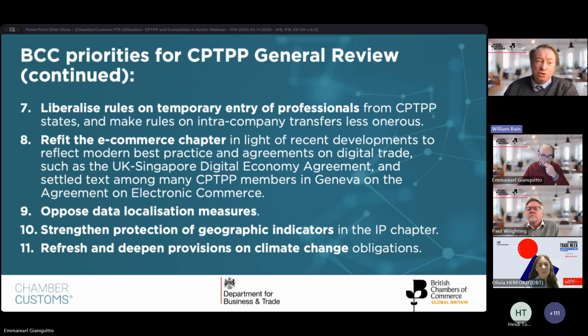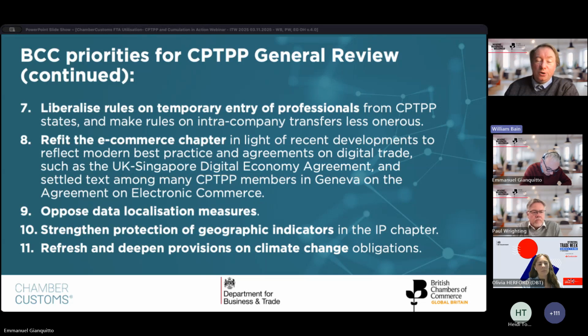We should also continue to oppose data localization measures, which restrict the flow of data, bring in requirements for companies in terms of where they have to store data in particular servers in particular countries. We see that these measures have no justification, and the agreement should be a beacon to stand up for the free flow of data. We also believe that there should be improved protection of geographic indicators in the intellectual property chapter of the agreement, which would also help key industries here in the UK.